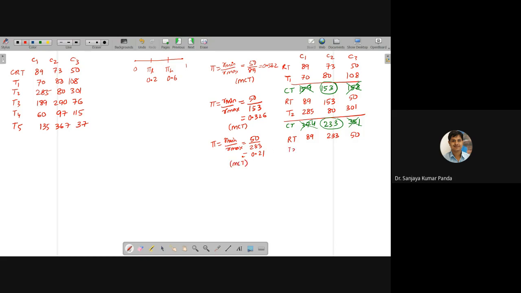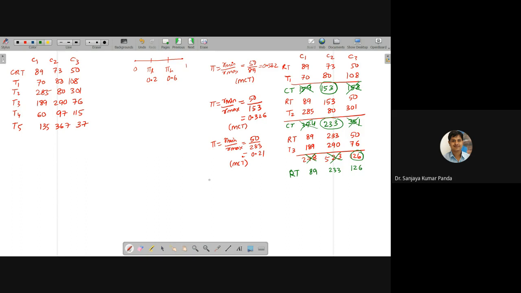So T3 I am taking 189, 290 and 76. So how much will you get? 8, 7, 2, 3, 2, 523. This is, I think, 126. Right? So this is the completion time. You will choose the minimum completion time. Minimum is this one. You need to cancel these two out. So the ready time can be considered as 89, 233 and 126.